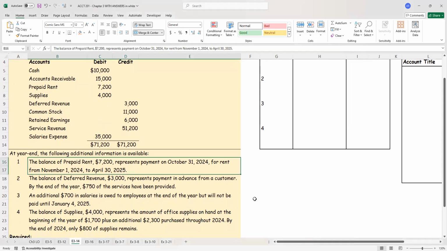The first piece of information says the balance of prepaid rent, 7,200, represents payment on October 31st for rent from November 1st, 2024 to April 30th, 2025. So we have paid rent on October 31st, the 7,200. At the time we paid the rent, our journal entry would have been prepaid rent debit, cash credit, 7,200. How many months is this for? November, December, January, February, March, April. That's 6 months. 7,200 for 6 months.